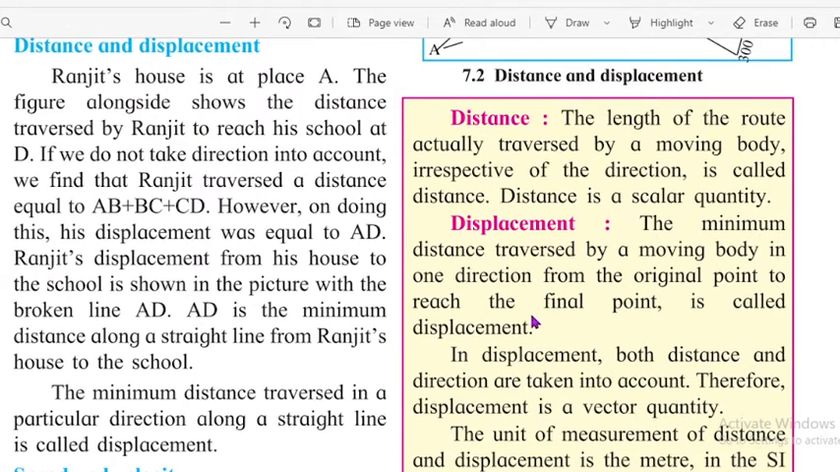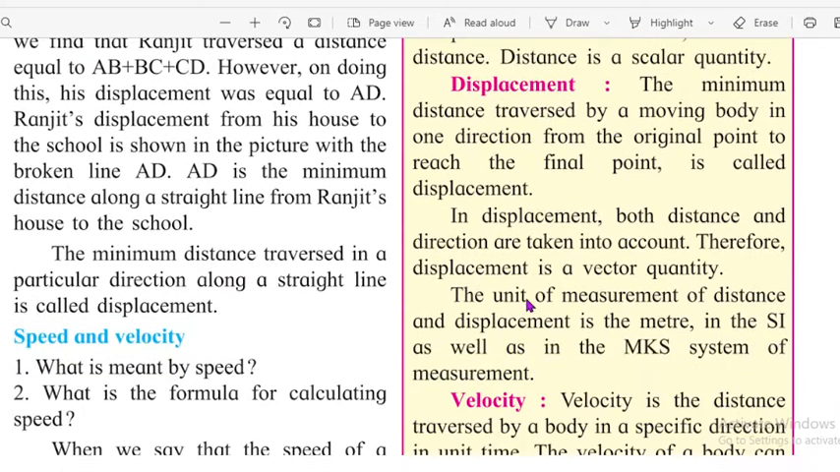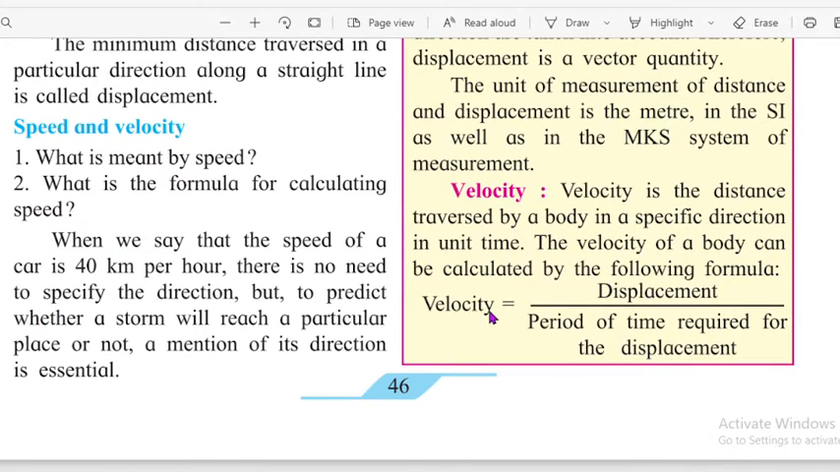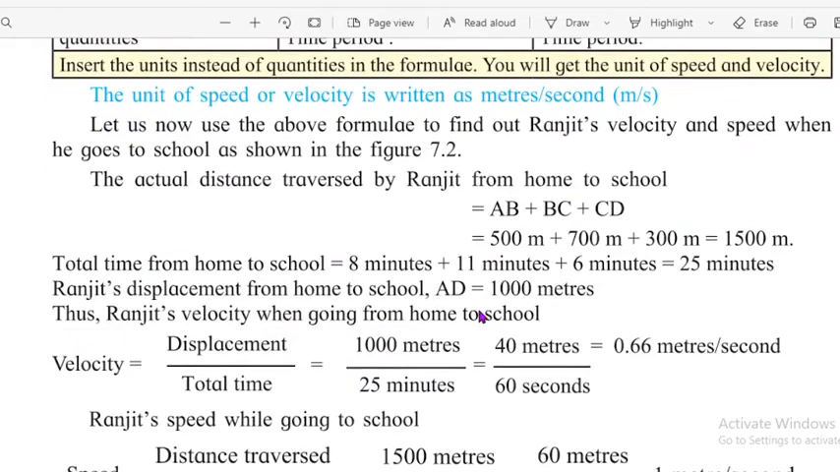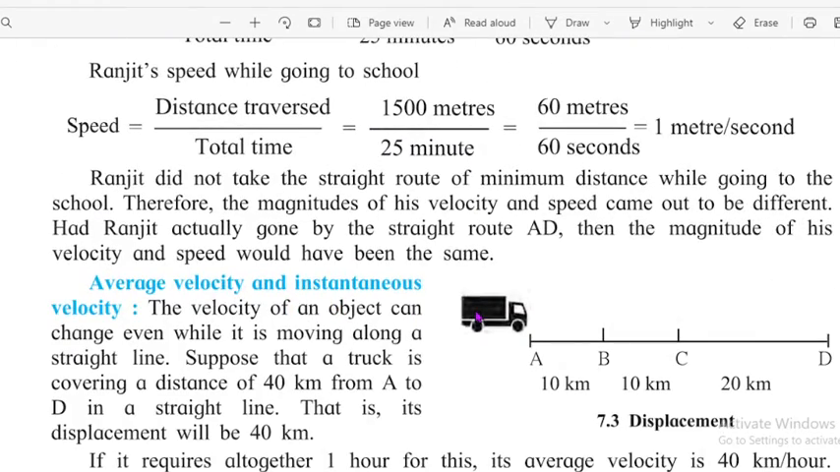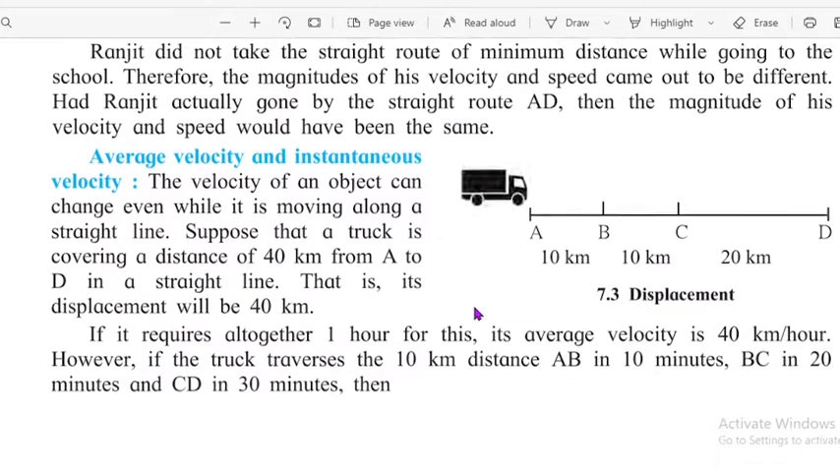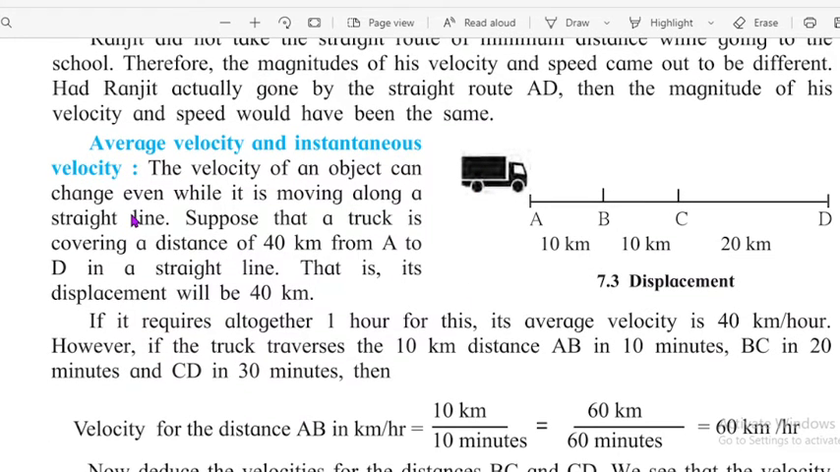You have also learned that the minimum distance traveled by a moving body in one direction from its original point to reach the final point is called displacement. You have also learned about velocity, and today we are going to see about average velocity and instantaneous velocity. So let us see about average velocity.